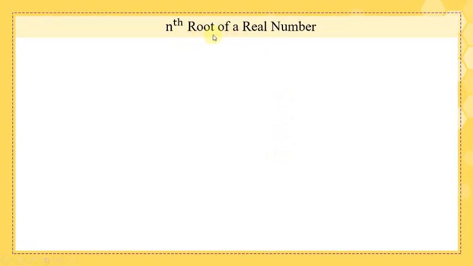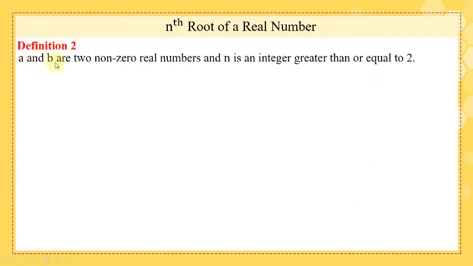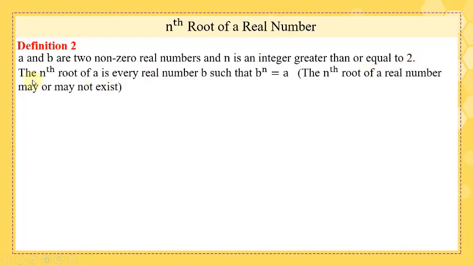nth root of a real number. Definition: a and b are two non-zero real numbers, and n is an integer greater than or equal to 2. The nth root of a is every real number b, such that b to the power n is equal to a. The nth root of a real number may or may not exist.